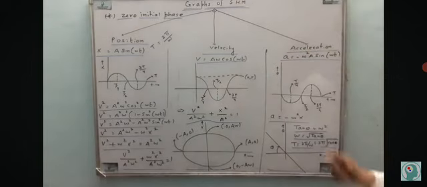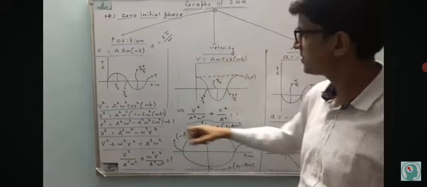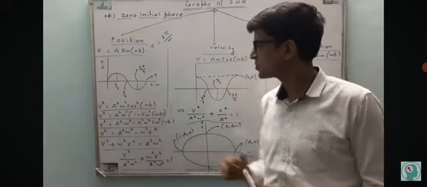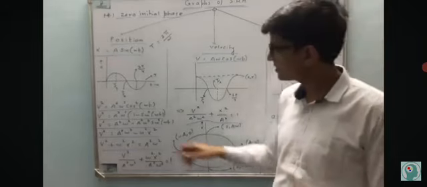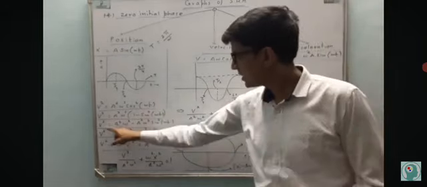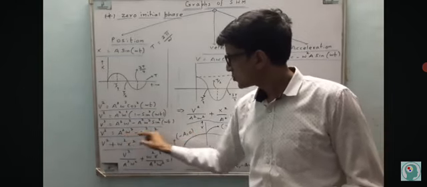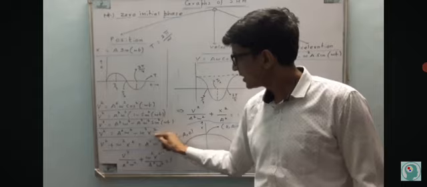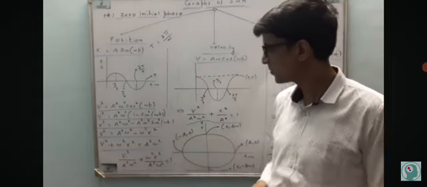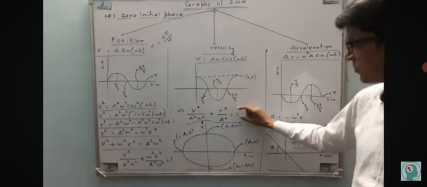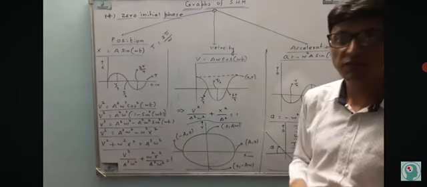There is one important relation. If we square this term, we will get v square is a square omega square cos square omega t. Now cos square omega t can be written as 1 minus sin square omega t. So we have v square is a square omega square minus a square omega square sin square omega t. Now a square sin square omega t is x square. So we have the relation v square plus omega square x square is a square omega square. And this is the equation of an ellipse. So the position and velocity graph will be an ellipse.